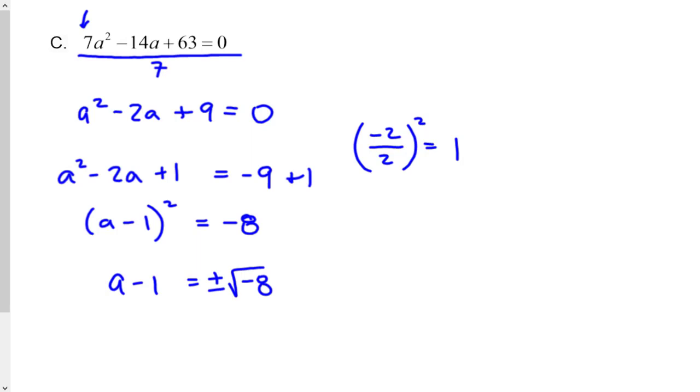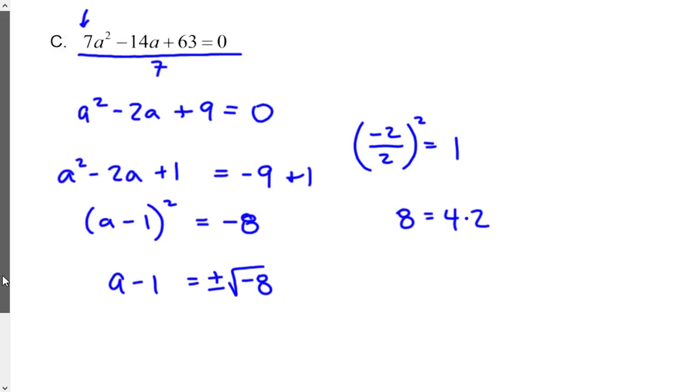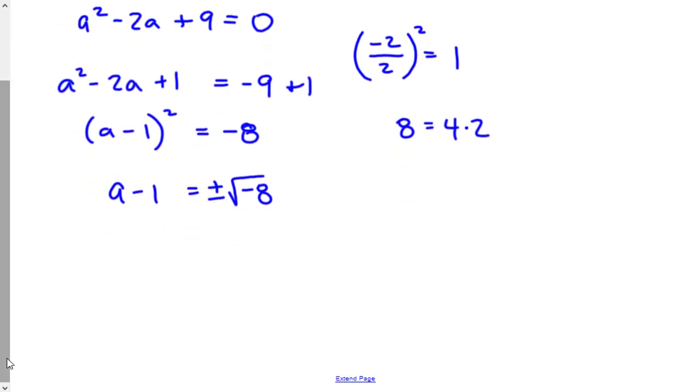Now, if you'll recall, 8 could be written as 4 times 2. And even though 8 is not a perfect square itself, it has a factor that is. So before I move this 1 over, I'm going to simplify this square root a little bit. So the negative can come out as an i. Then I have 4 times 2.